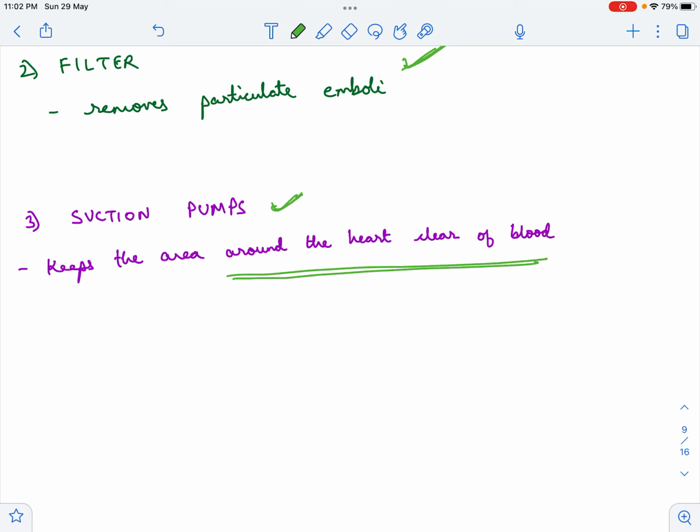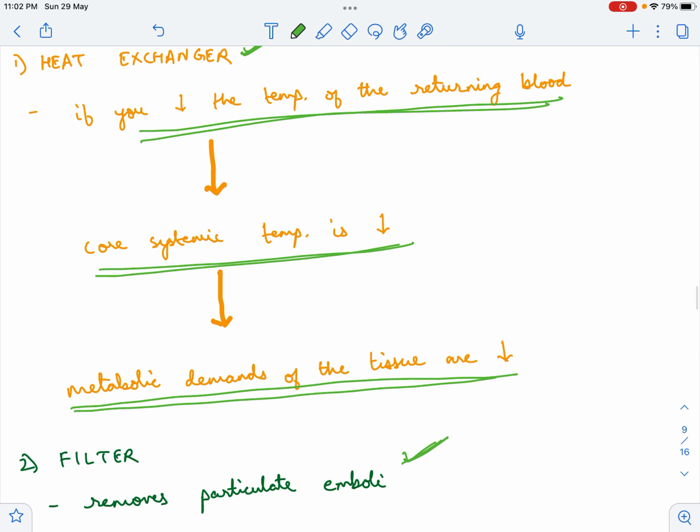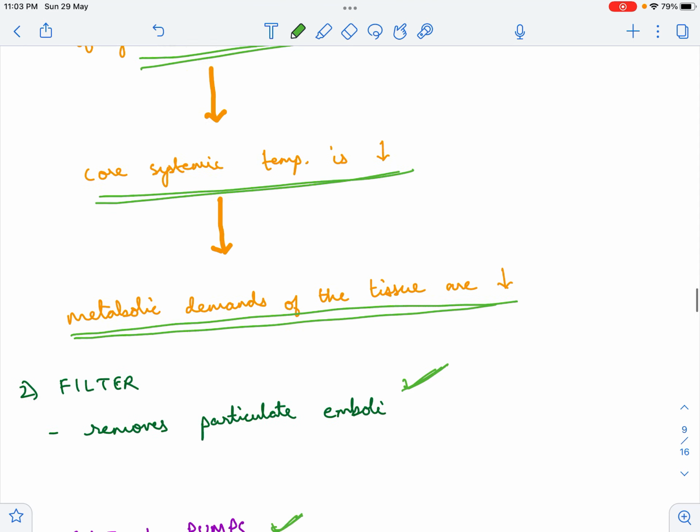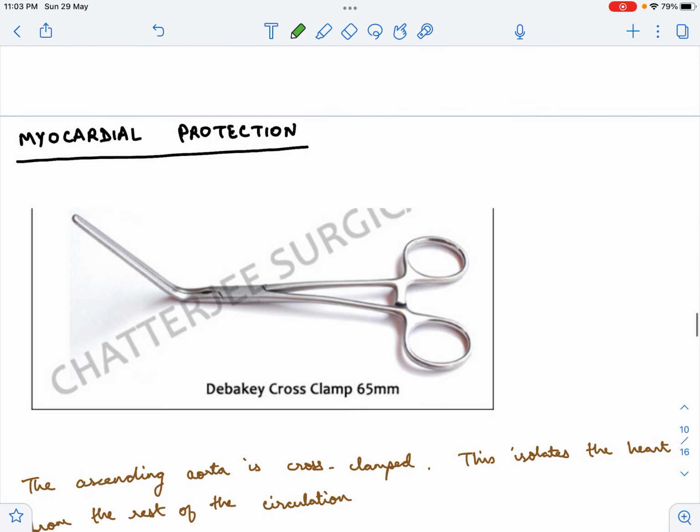Now, I've mentioned the systemic temperature being reduced. So now it begs the question, to what extent are you going to cool the blood? The degree of cooling is managed according to the severity, that is, for how long you need to operate on the patient, for how long you need the cardiopulmonary bypass machine. It also depends on the surgeon's preference. Some surgeons might take longer to operate, some might take less time, and some might not want to cool their patients to that extent. So, this is why it depends on the surgeon's preference.